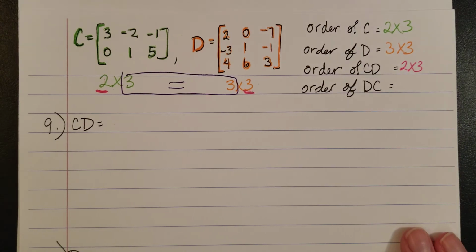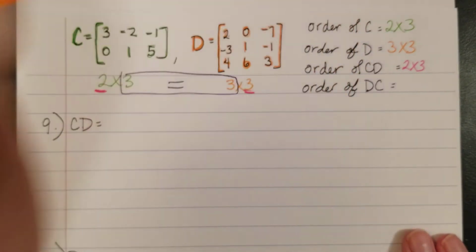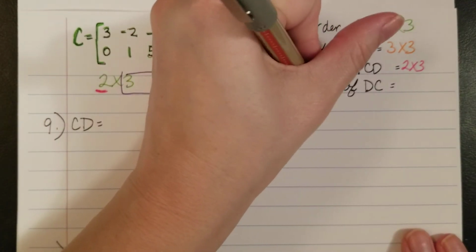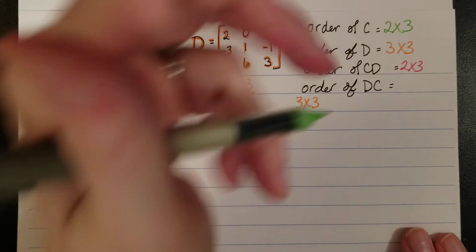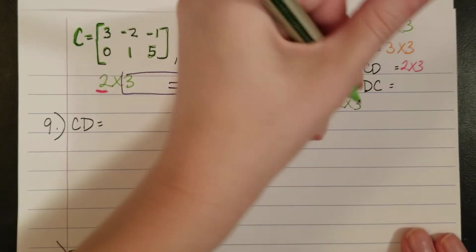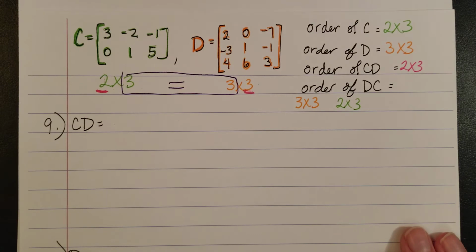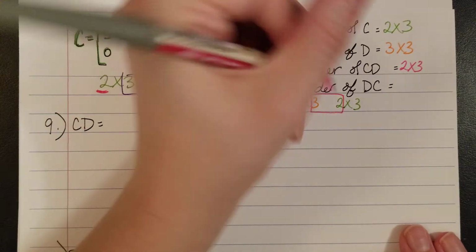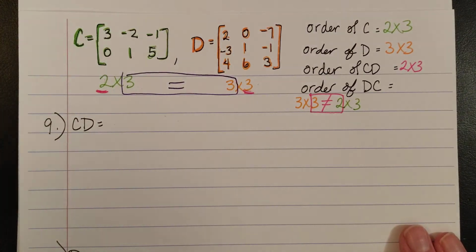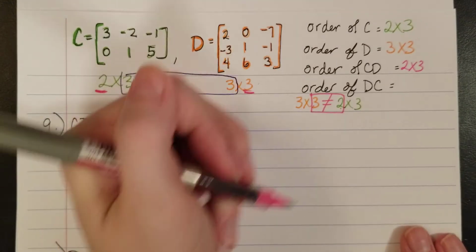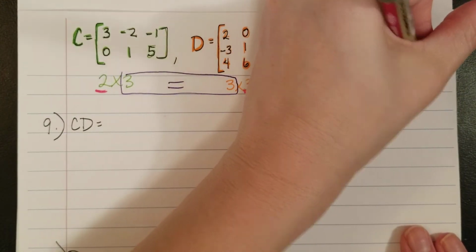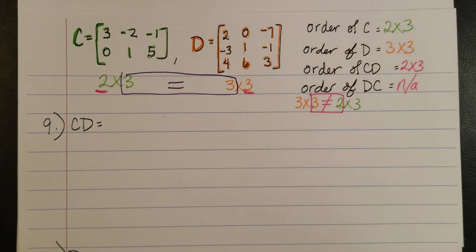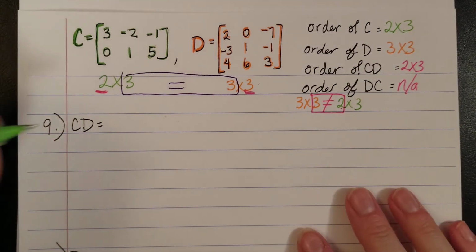All right, and if we wanted to do D times C, D is a 3 by 3, and C is a 2 by 3. So D times C would be not possible, because those two numbers are not equal. All right, so C times D is possible, so let's go ahead and do it.